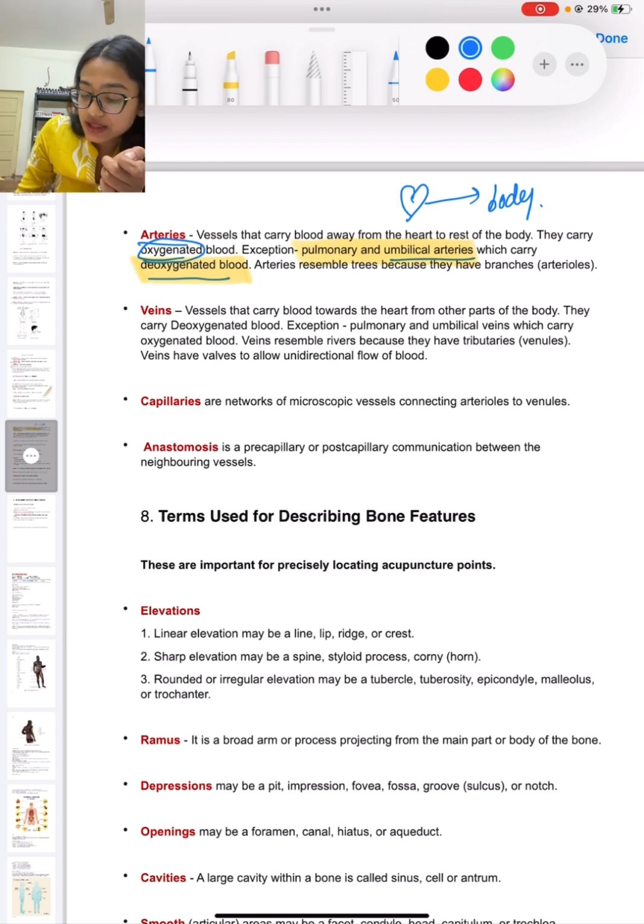Now veins, vessels that carry blood towards the heart from other parts of the body. They carry deoxygenated blood. Okay, what will be the exception? Pulmonary and umbilical veins, which carry oxygenated blood. This is opposite in both situations. Veins resemble rivers because they have tributaries. Veins have valves to allow unidirectional flow of the blood. Unidirectional means in one direction.